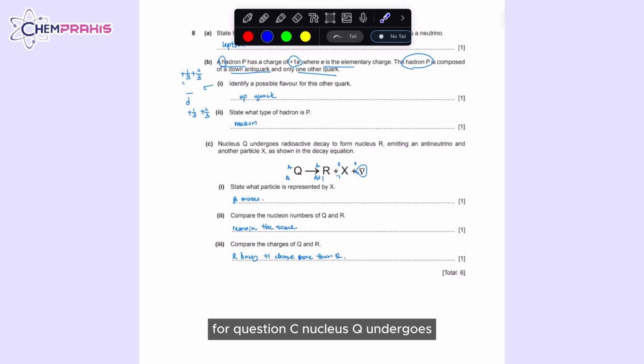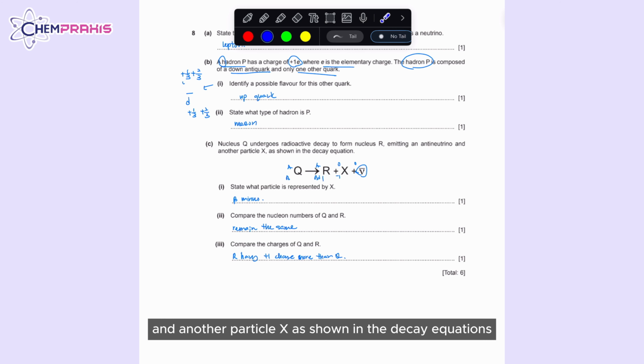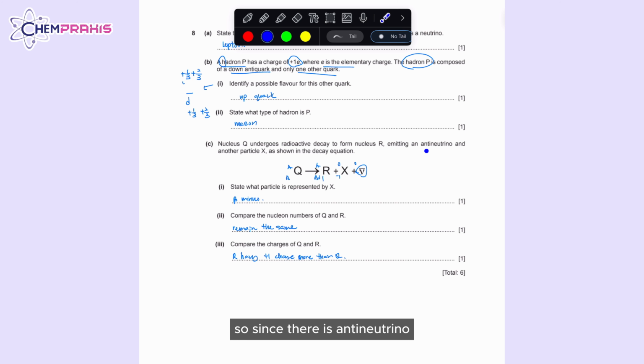For question C, nucleus Q undergoes radioactive decay to form nucleus R, emitting an antineutrino and another particle X as shown in the decay equation. Since there is an antineutrino, we know that this will be a beta minus decay. Compare the nucleon number of Q and R. After I balance all the equations, you will realize that there is no change in the nucleon number, so it will remain the same.